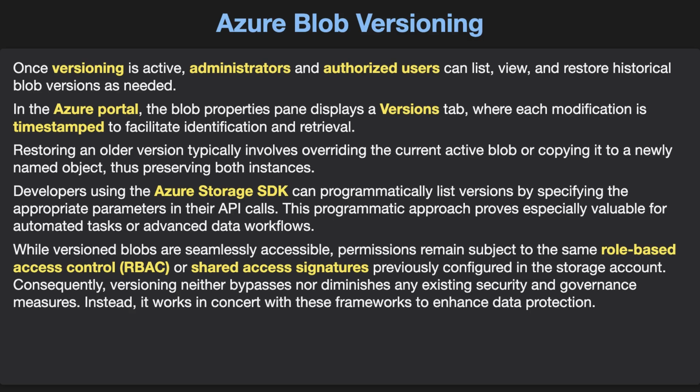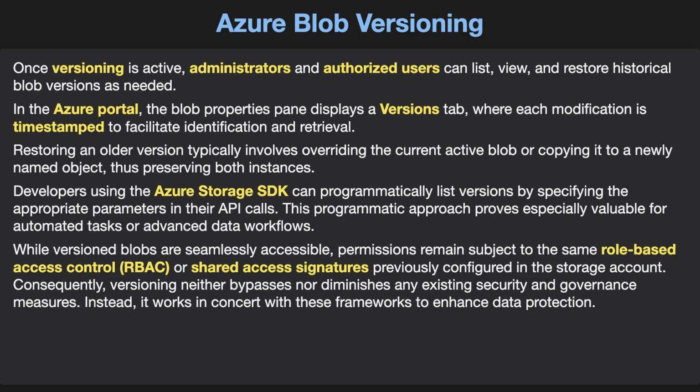In the Azure portal, the Blob Properties pane displays a Versions tab, where each modification is time-stamped to facilitate identification and retrieval. Restoring an older version typically involves overriding the current active blob or copying it to a newly named object, thus preserving both instances. Developers using the Azure Storage SDK can programmatically list versions by specifying the appropriate parameters in their API calls. This programmatic approach proves especially valuable for automated tasks or advanced data workflows.